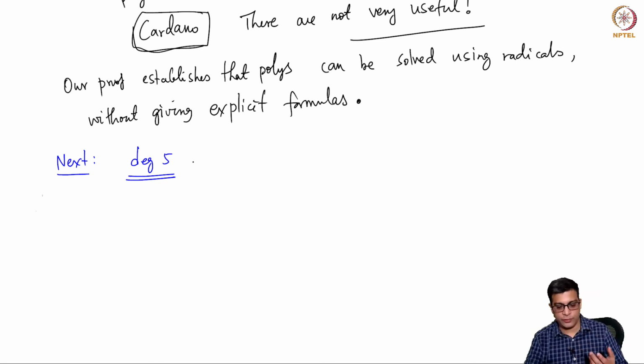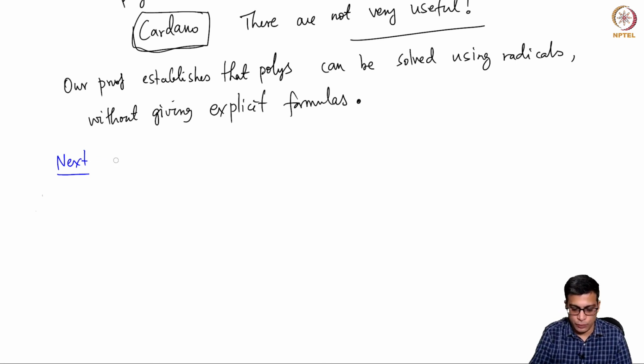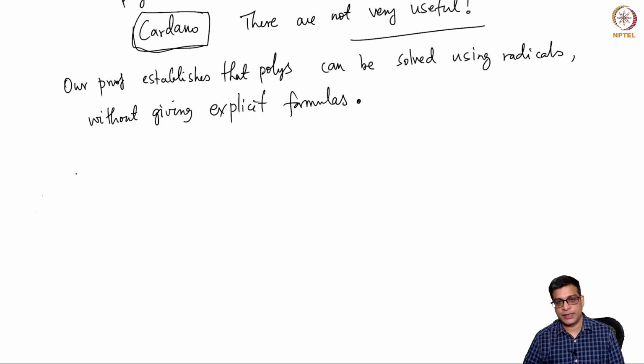And before that, I am going to give you alternate proofs of these statements in the next class using solvable groups. So let me stop this class here, and in the next class we will continue studying solving polynomials by radicals. Thank you.